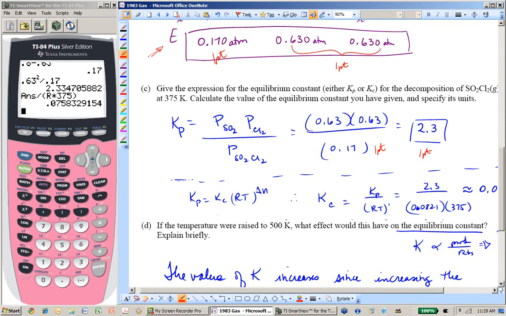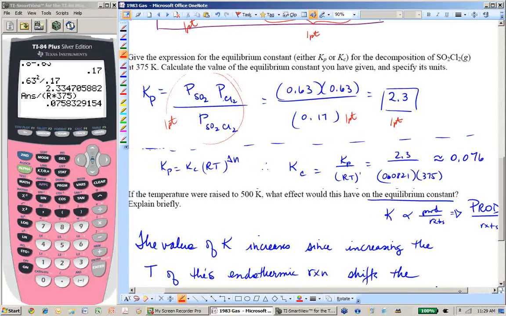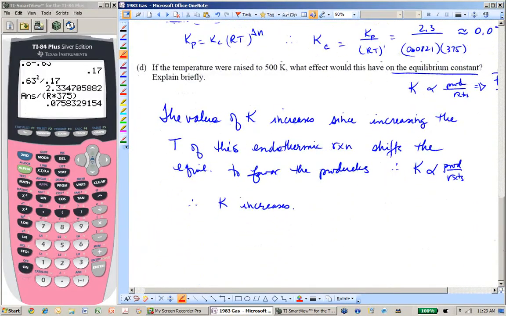So 1 point for the expression as well. That's why I make you write it. I know you don't want to, but I'm telling you it's worth a point. And then plug in properly from your numbers above, and then actually use your calculator properly. So that was pretty generous, 3 points. And if you went through the KC thing and you got to 0.0676 and you showed all your work, you still get 3 points.